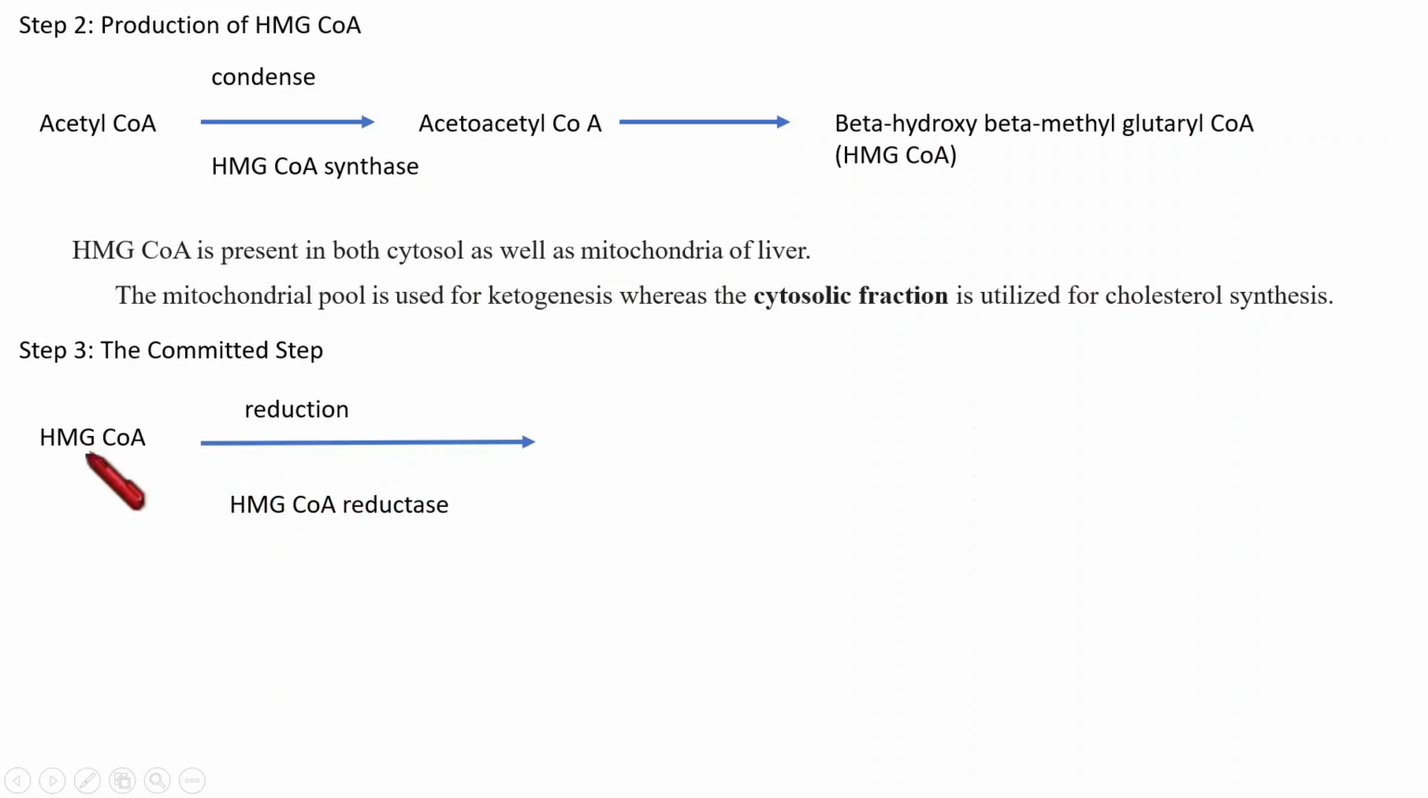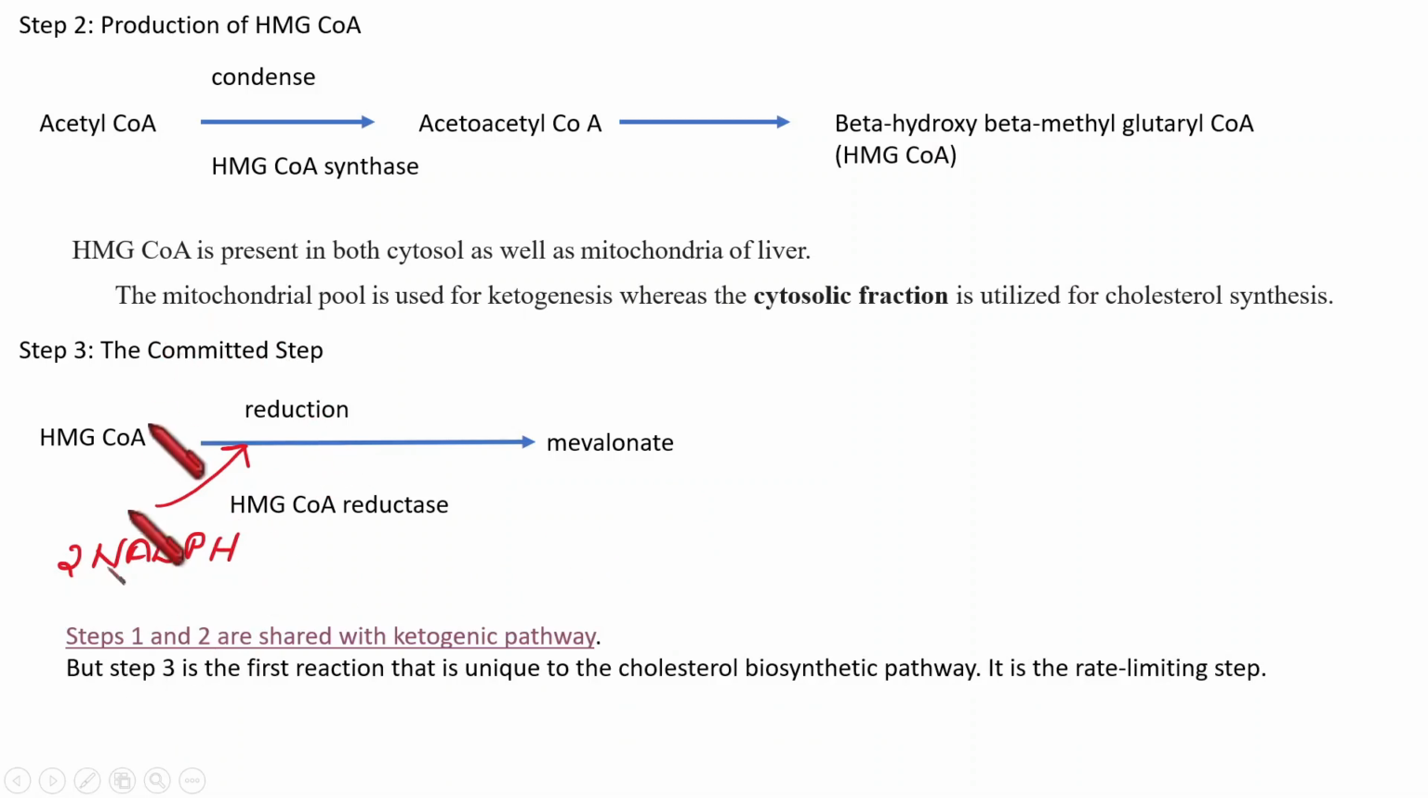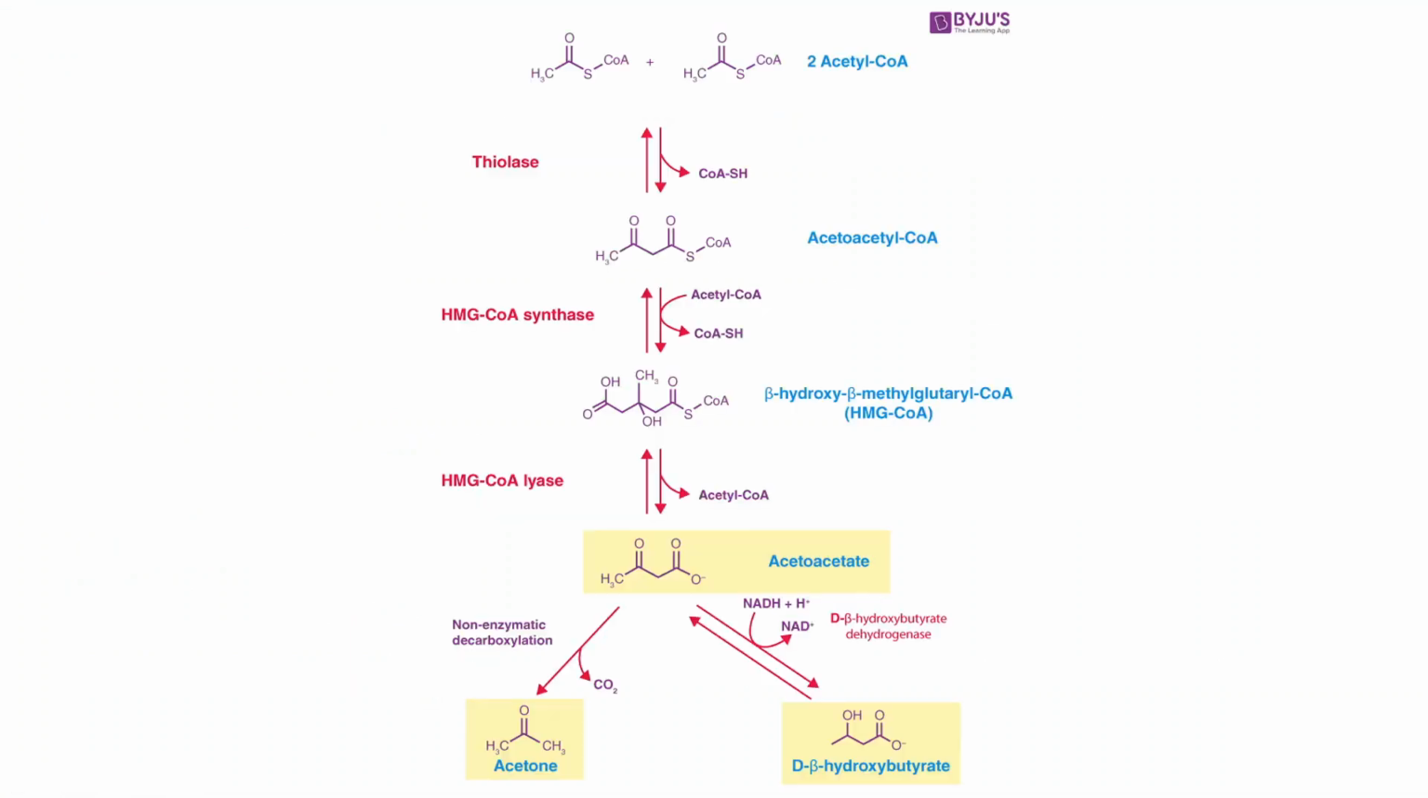HMG-CoA undergoes reduction and forms what? Mevalonate. It receives hydrogen from 2 NADPH, and mevalonate is formed. I already told you that steps 1 and 2 are common between ketogenesis and cholesterol biosynthesis. So this is the ketogenesis pathway. We can see acetoacetyl-CoA formation and HMG-CoA here also.